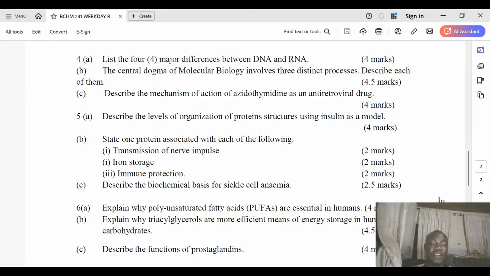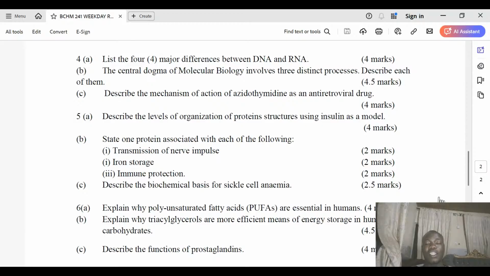I answer question 5B. Transmission of nerve impulse: the protein involved is neurotransmitter. Ion storage, we have ferritin. And then Roman figure 3, immune protection, we have antibodies. Then question 5C: describe the biochemical basis for sickle cell anemia.